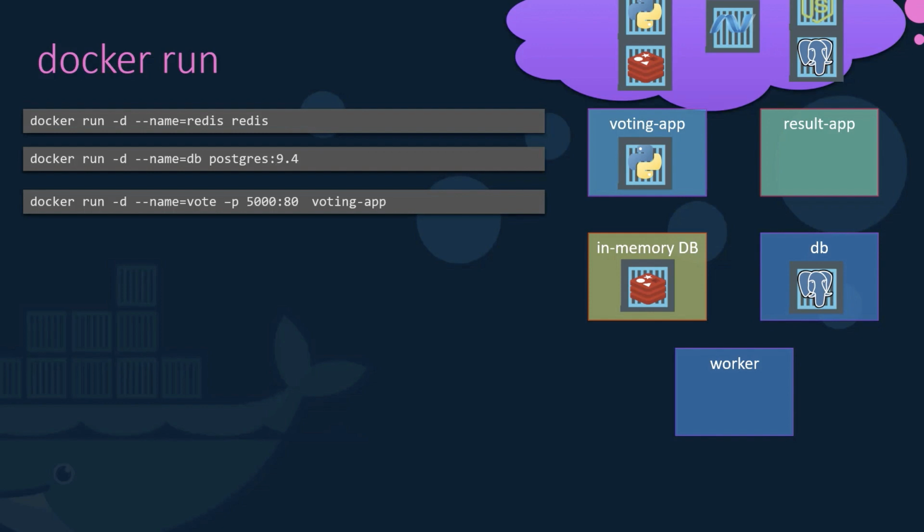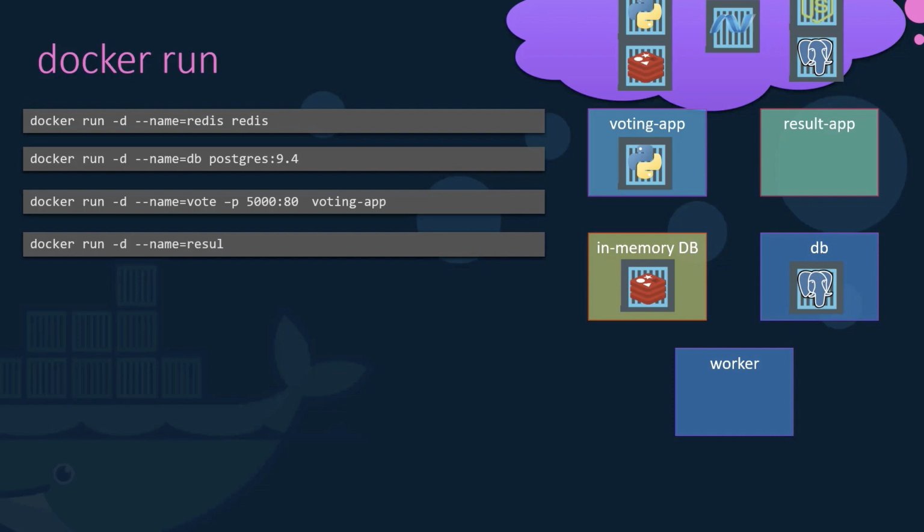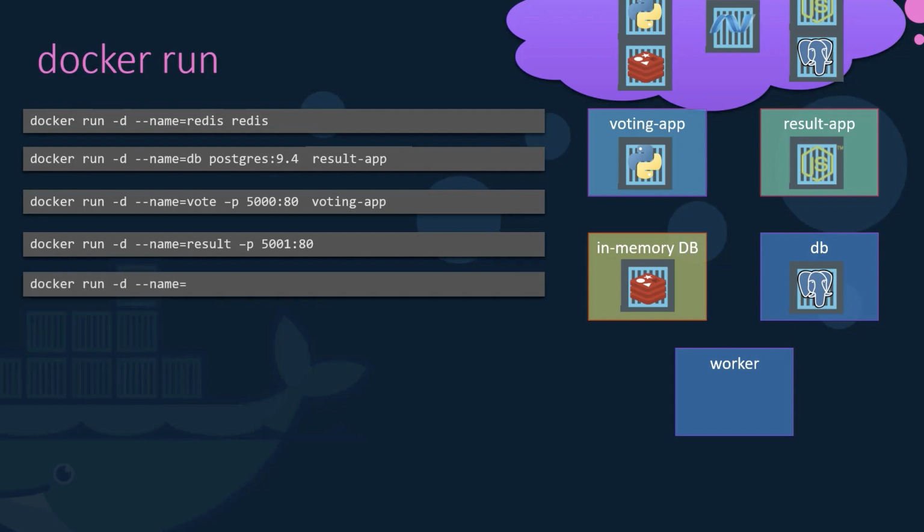Next, we will deploy the result web application that shows the results to the user. For this, we deploy a container using the result-app image and publish port 80 to port 5001 on the host. This way, we can access the web UI of the resulting app on a browser. Finally, we deploy the worker by running an instance of the worker image. Okay, now this is all good, and we can see that all the instances are running on the host.